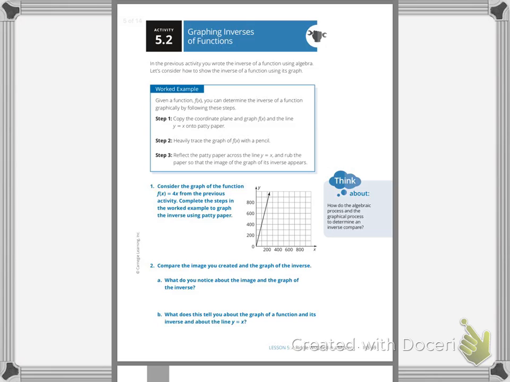So it says, consider the graph of the function f of x equals 4x from the previous activity. Complete the steps in the worked example to graph the inverse using patty paper. Okay, we don't have patty paper. So what you're going to do is take this equation, y equals 4x, and graph it along with 2 other ones. You're going to graph it with y equals x, which is going to be our line of reflection here, and then graph it with its inverse. So you're going to graph all 3 of these at the exact same time. To do that, you type this one in y1, this one in y2, and this one in y3.